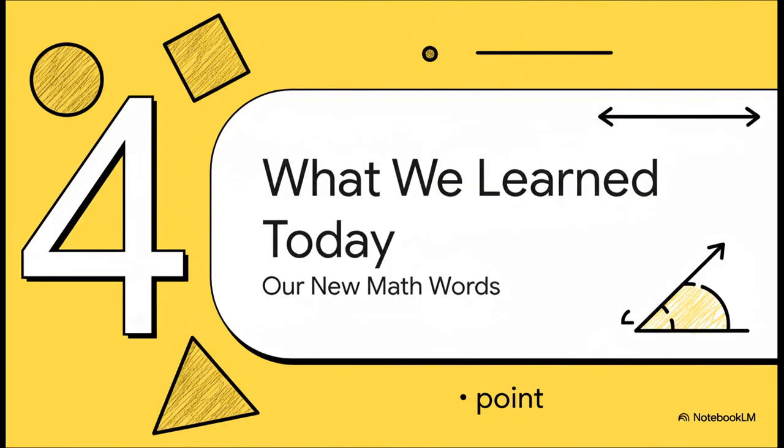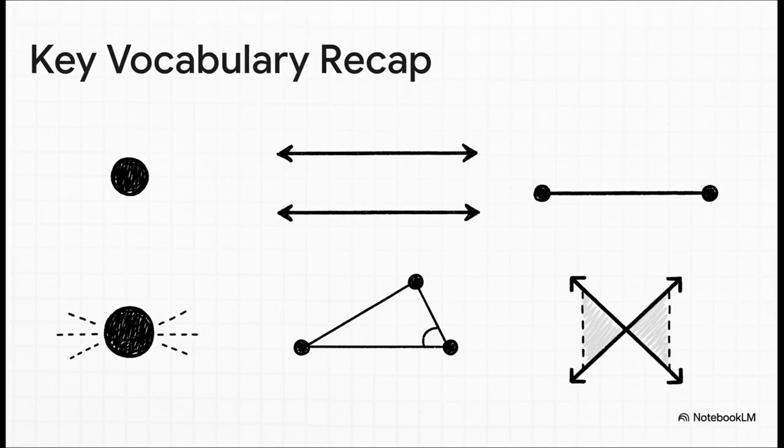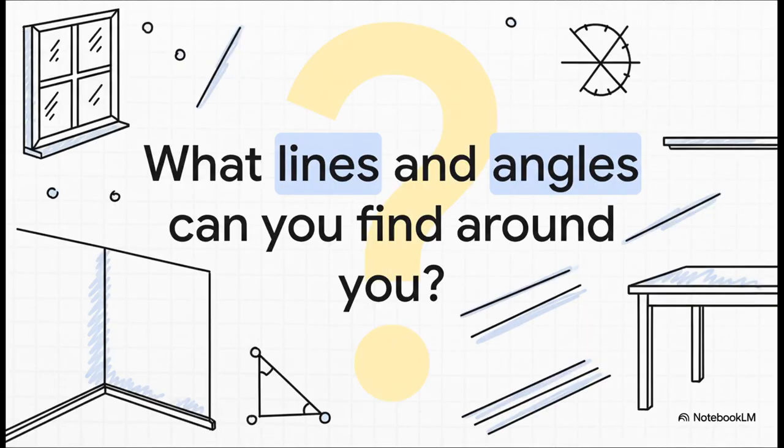Fantastic work today, everyone! We have learned so many new things in our lesson. Let's just do a quick recap of all the new math words we know now. We learned all about a point, which is just a single dot. We learned about a line that goes on forever, a line segment that stops, a ray that has a start but no end. Then we talked about an angle, its corner called the vertex, and of course our magic rule for vertically opposite angles.